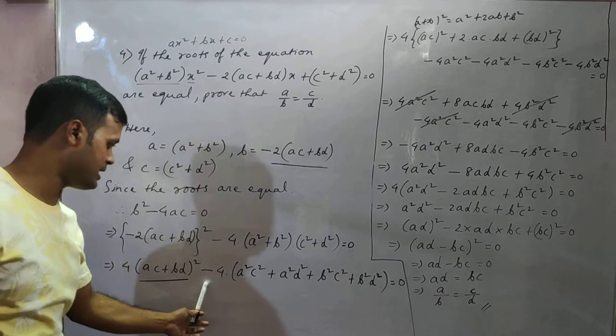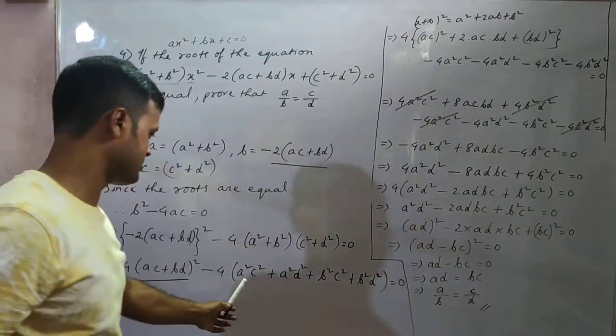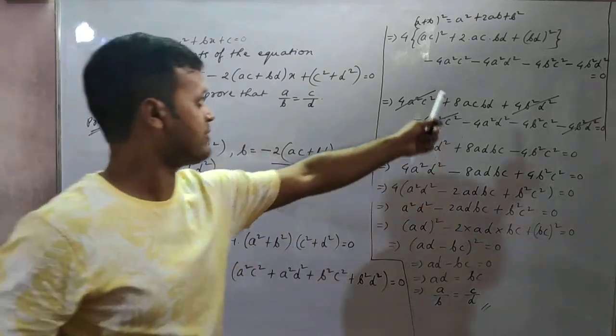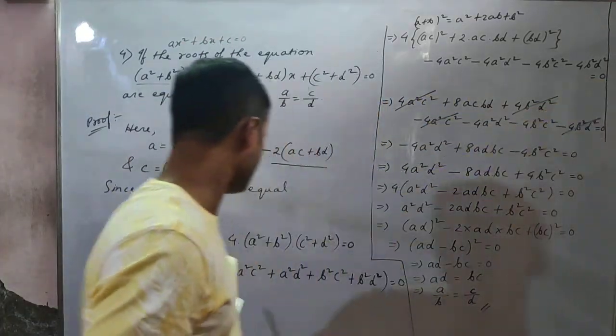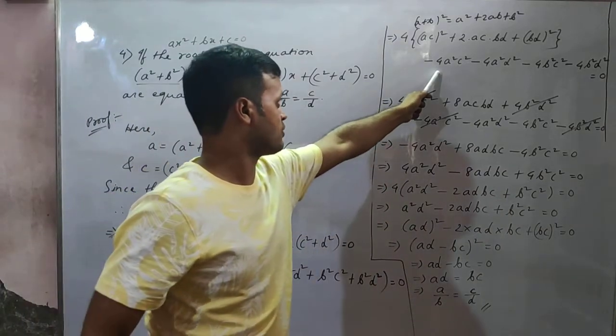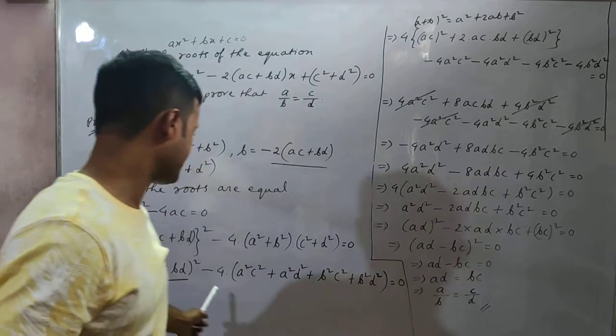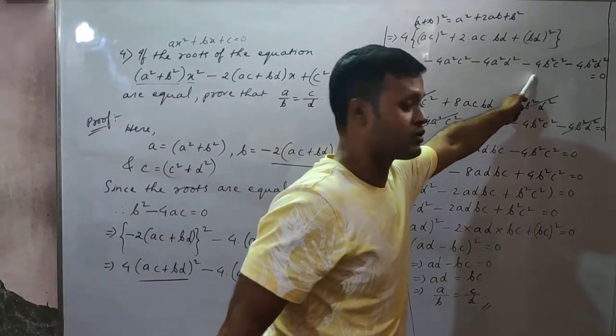With minus 4, if I multiply all the terms, all the terms here are positive, no? A square c square, a square d square, all are positive. All will become negative, as minus 4 will be multiplied with all. Okay? So minus 4 into a square c square will become minus 4 a square c square. Minus 4 into a square d square will become minus 4 a square d square. Like that, minus 4 into b square c square will become minus 4 b square c square.